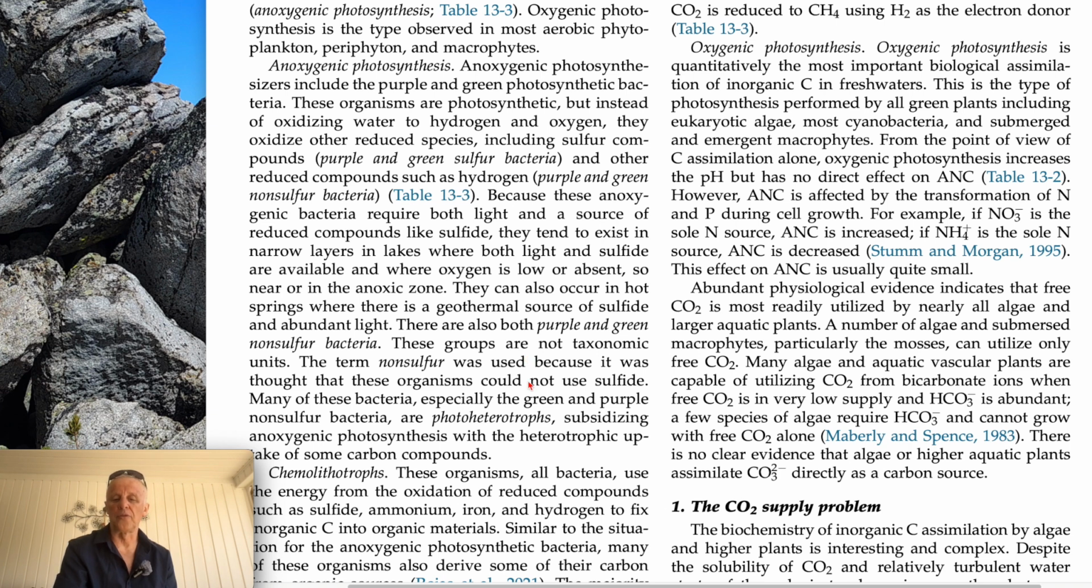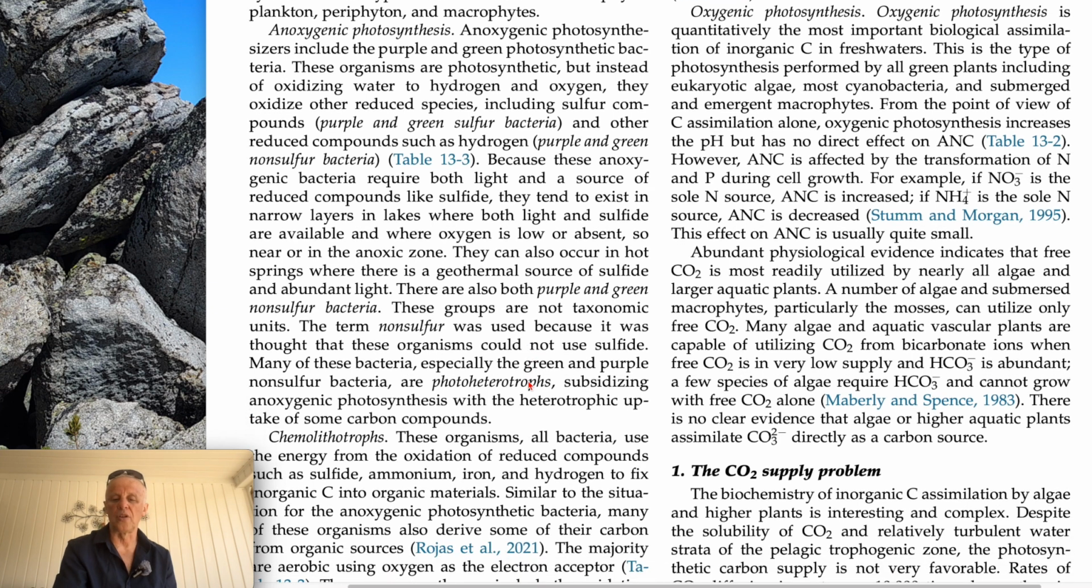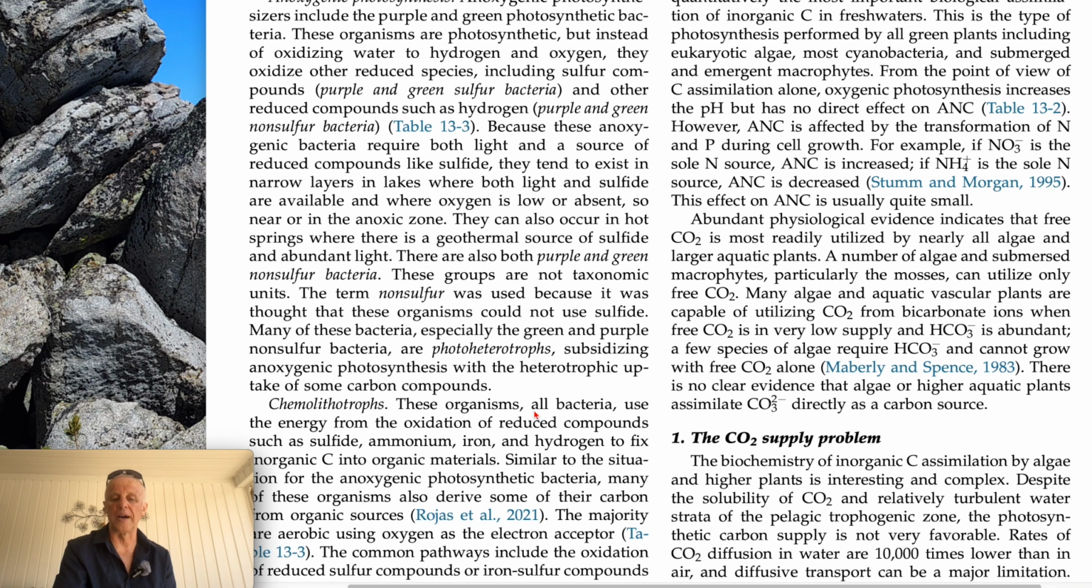The term non-sulfur was used because it was thought that these organisms could not use sulfide. Many of these bacteria, especially the green and purple non-sulfur bacteria, are photoheterotrophs, subsidizing anoxygenic photosynthesis with the heterotrophic uptake of some carbon compound.